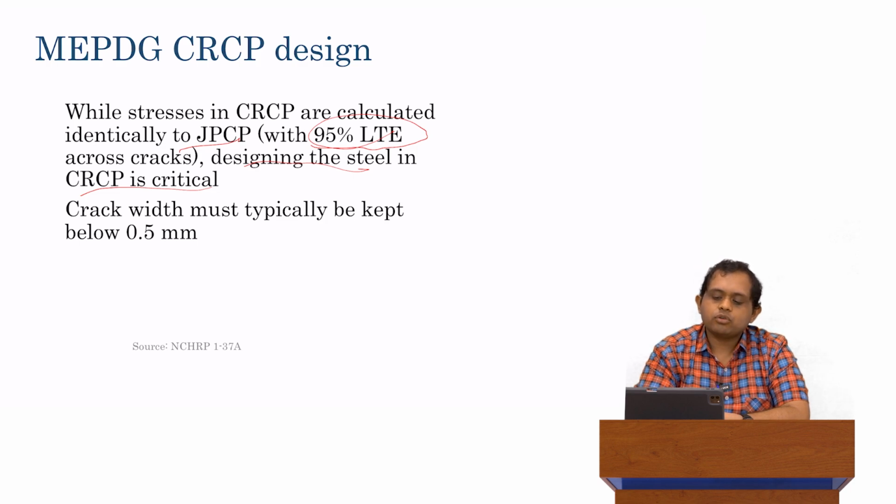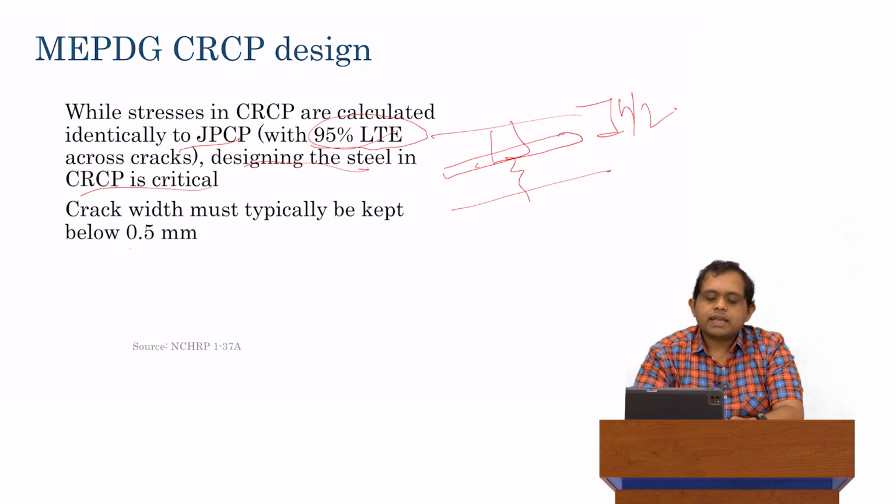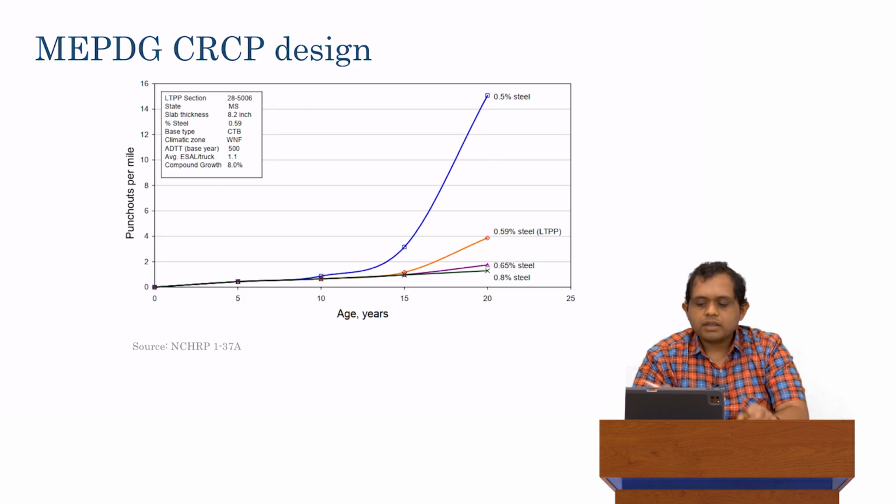So in JPCP, if you recall, this is my load. If this is my slab, I basically place the steel at a depth of h/2, exactly at half, and I allow a crack to form like this. That is not what happens in CRCP. In CRCP, first of all, the crack width must generally be kept below half a millimeter. If it's more than half a millimeter, you are going to have significant deterioration in load transfer. But what I want to show in this slide in particular, this again is taken from the documentation.